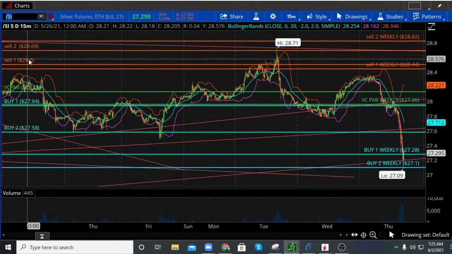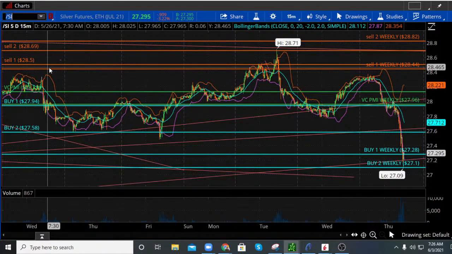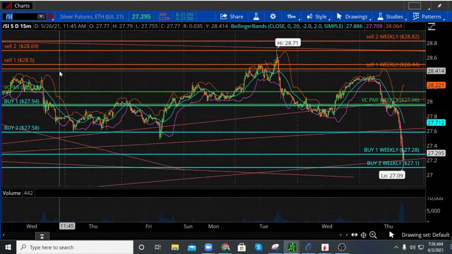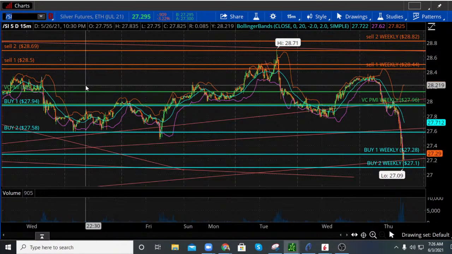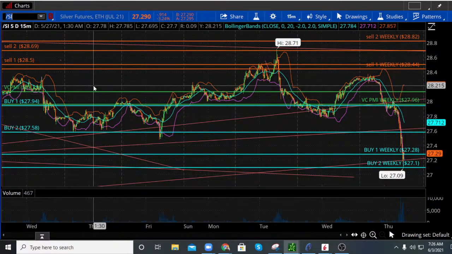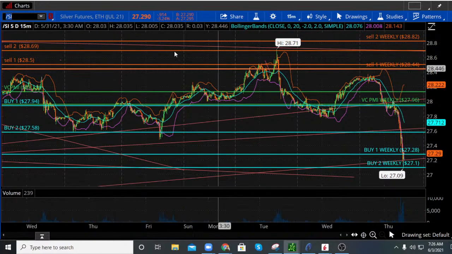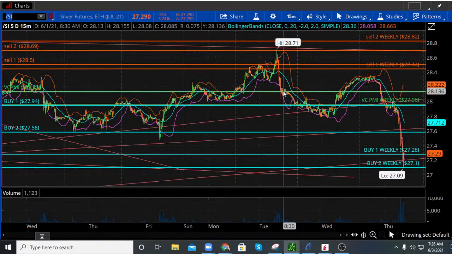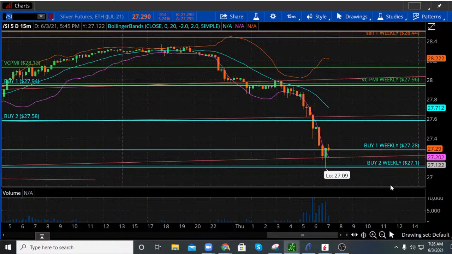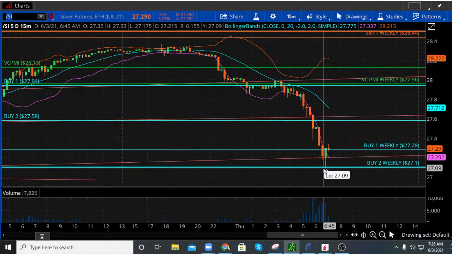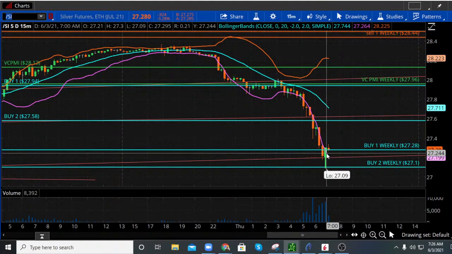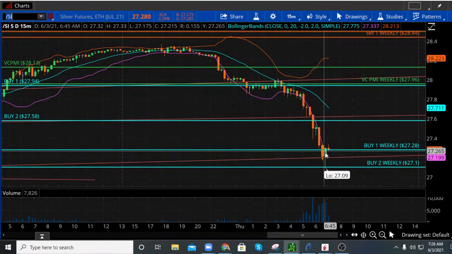We are entering what the VCPMI identifies as a high probability area where supply should come into the market. And that's pretty much what we experienced here, as you can see. But also we completed the weekly target of 27.21, and it has activated a buy trigger on the weekly from B1 and buy 2.